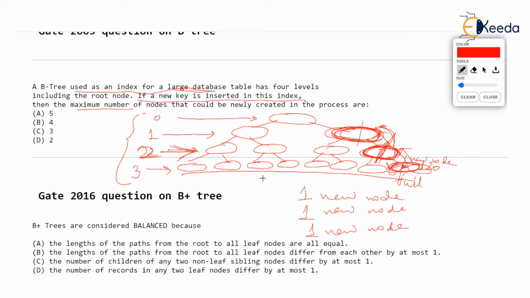Now the worst part is the root might be full, isn't it? The level 0 node, which I am encircling right now, this node also might be full. If this node is full, it will be split, and the median will be sent up to become the new root. Yes, everyone. So there is one new node created at level 0. One more new node. No place here, I will overwrite here. One new node. And one root is created.